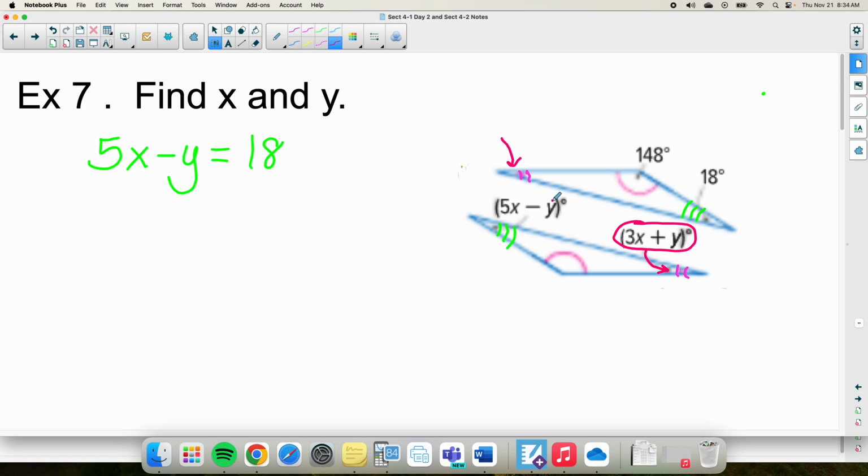Yeah. Wouldn't I add these two together and subtract from 180? So if you went 148 plus 18, that's 166. What's 180 minus 166? 14. Okay, so this angle is 14. So my second equation is going to be 3x plus y equals 14.